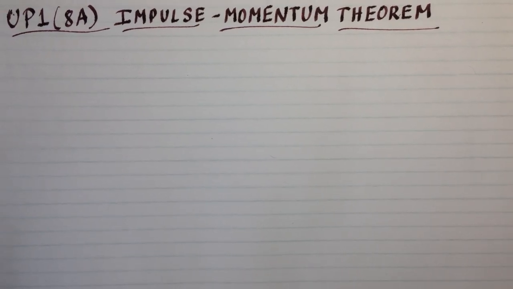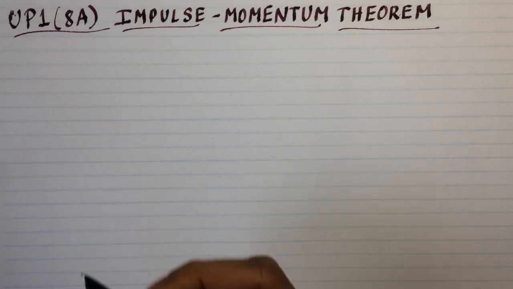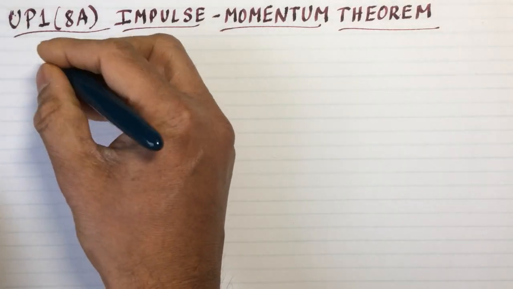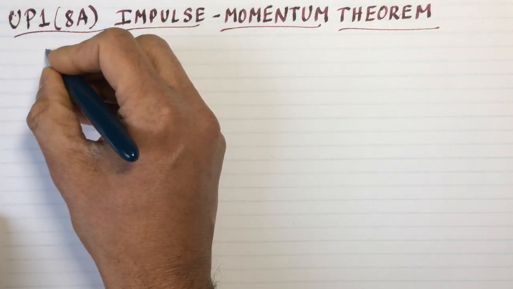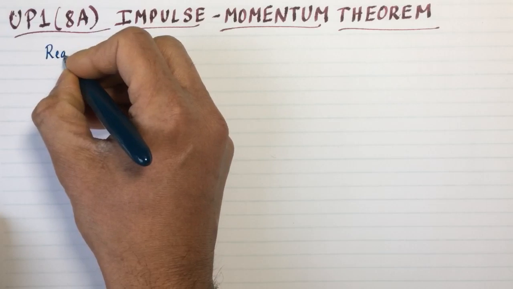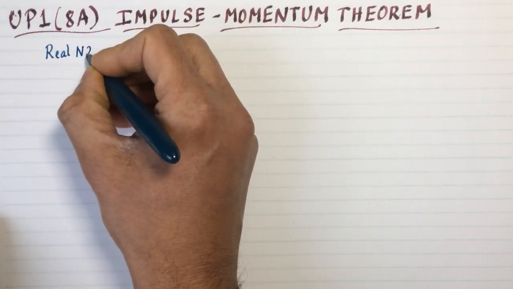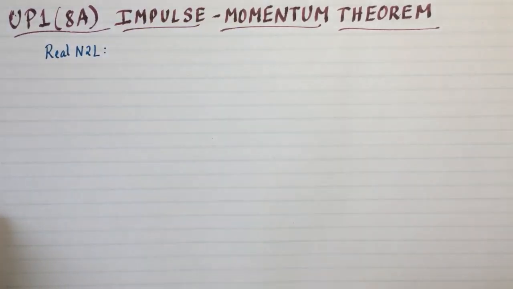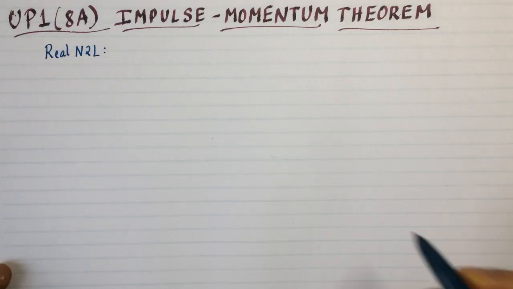What we're going to do here is talk about the impulse-momentum relationship, sometimes called the impulse-momentum theorem. The story starts with the real Newton's second law. Now, what do I mean by that? We all know that F equals ma is Newton's second law. Well, the problem is Newton never wrote that.